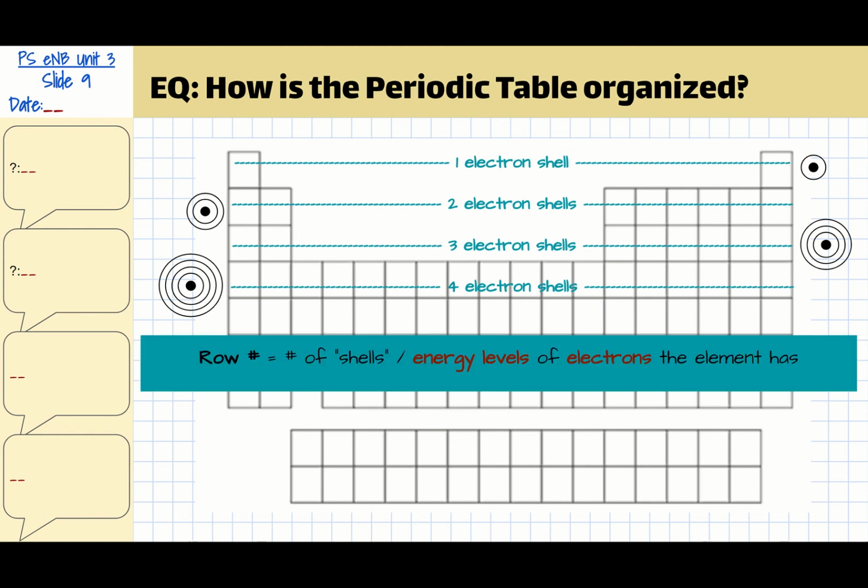So in your notes, you want to fill in that the row number or period number equals the number of shells or energy levels of electrons that the element has. Okay, so go ahead and pause the video real quick and you can fill that into your notes.